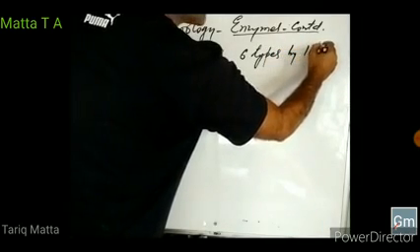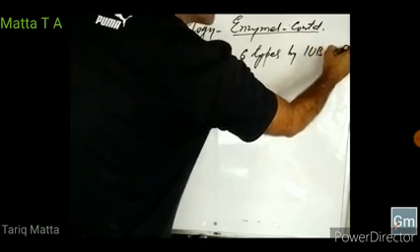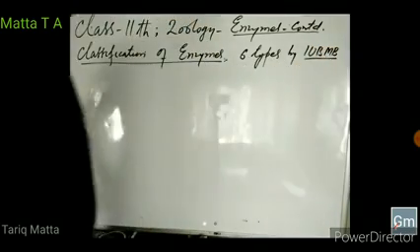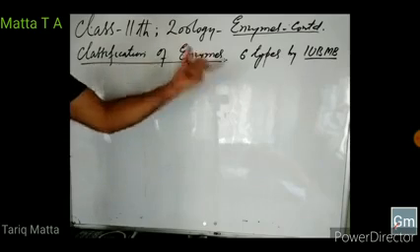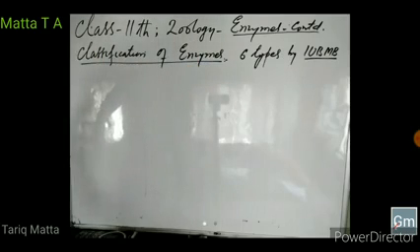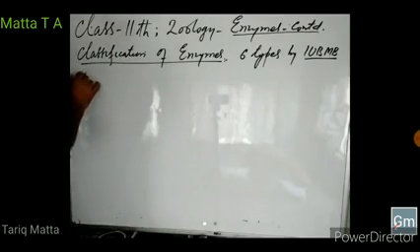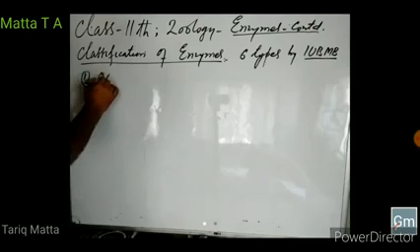Enzymes have been classified into 6 types by IUBMB, the International Union of Biochemistry and Molecular Biology. What are those 6 types of enzymes? The first category of enzymes is known as oxidoreductases.